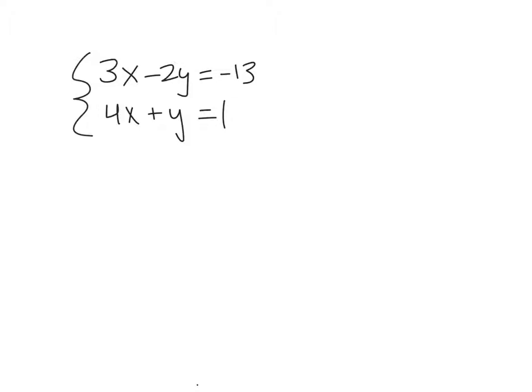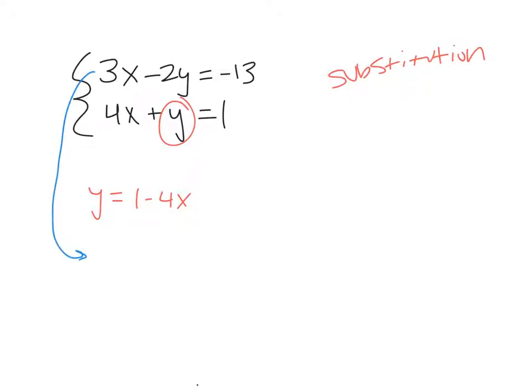Now, both of these methods are really good. So when we are solving by substitution, we are looking for a variable that would be easy to isolate. And when I look at that, I definitely think that this y would be easy to isolate. So I'm going to do that by subtracting the 4x to the other side. And I get 1 minus 4x. And now that I know that y is equivalent to 1 minus 4x, I can go ahead and pull this equation, this top equation, down.